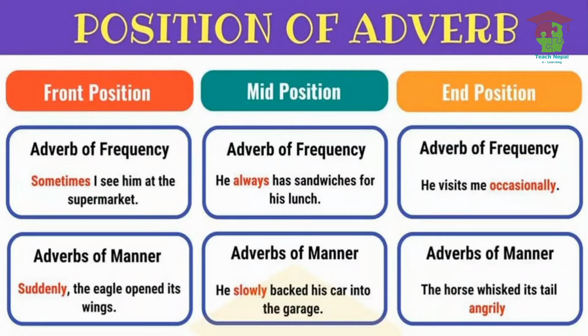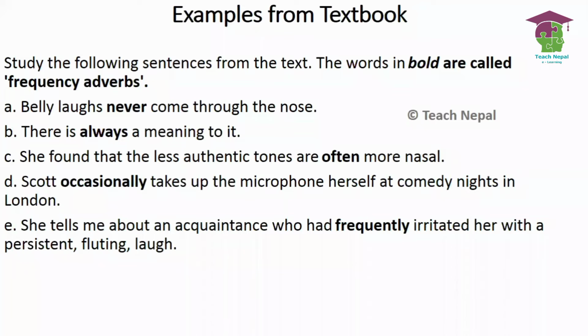We can use adverbs in 3 different positions in a sentence. Adverbs of frequency, for example: in the front position, "Sometimes I see him at the supermarket"; in the mid position, "He always has sandwiches for lunch"; and at the end, "He visits me occasionally." In this way, you can write the adverbs in the 3 different positions: front position, mid position, and at the end of the sentence. Now, you have been given some examples from the textbook you see here, right?